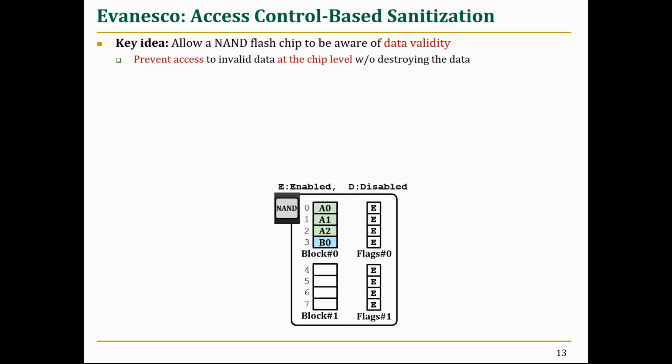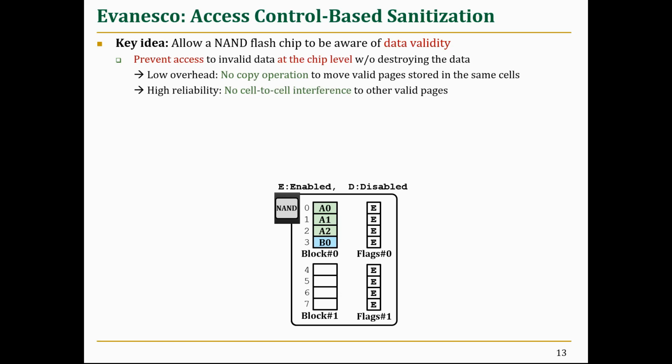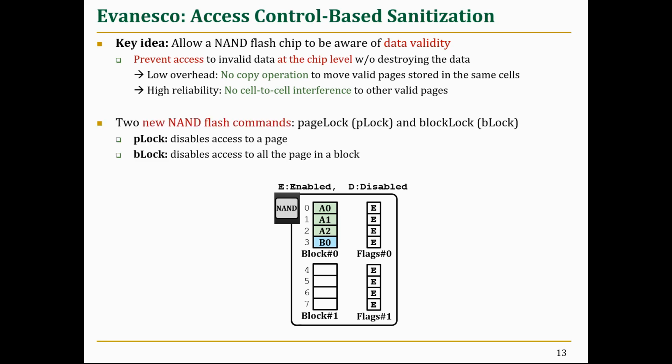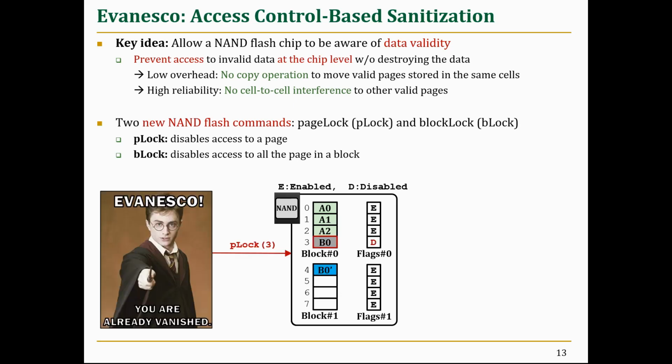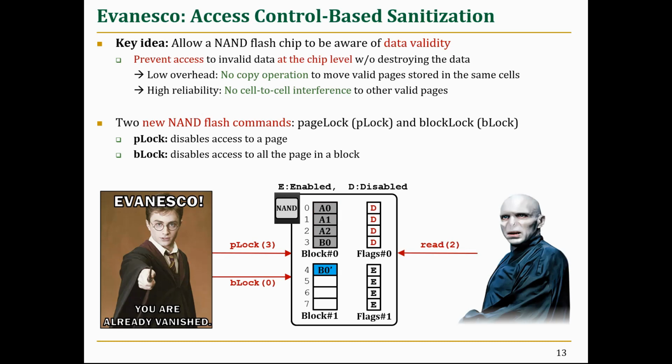Our key idea is to allow a NAND flash chip to be aware of the validity of each page so that the chip itself can prevent access to invalid pages. Evanesco does not touch flash cells that store user data, so it can avoid copying valid pages and affecting reliability of stored data. To this end, we propose two new NAND flash commands, page lock and block lock. When a page is invalidated, the page lock command disables its access permission flag. If a block needs to be sanitized, the block lock command disables all the pages in the block. Even if an adversary directly accesses the raw flash chip, the chip just returns dummy data for an access to invalid pages.